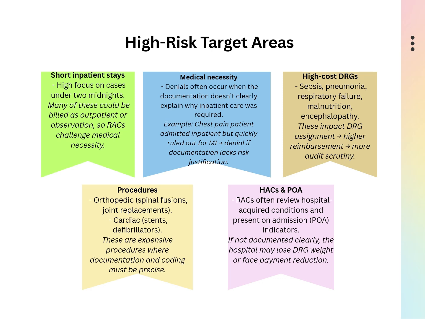Higher reimbursement possible creates more audit scrutiny. Procedures: orthopedic, spinal fusions, joint replacements. Cardiac, stents, defibrillators. These are expensive procedures where documentation and coding must be precise. HACs and POA: RAC often review hospital-acquired conditions and present on admission indicators. If not documented clearly, the hospital may lose DRG weight or face payment reduction.